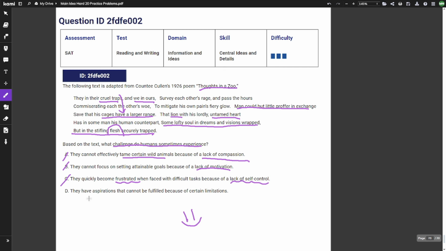And then D. They have aspirations that cannot be fulfilled because of certain limitations. And that's exactly what these last two lines say. How we have all these dreams, but we're trapped. So the best answer will be D.